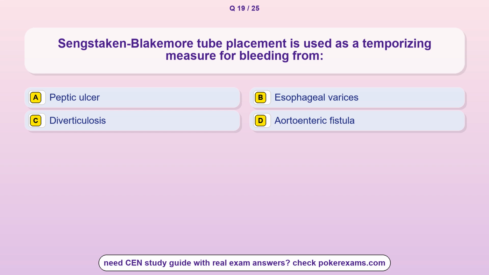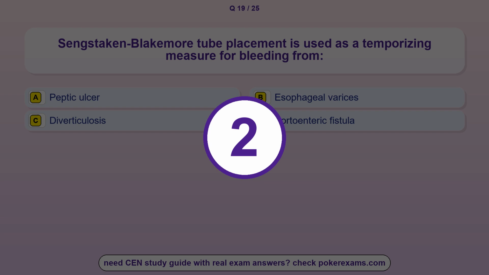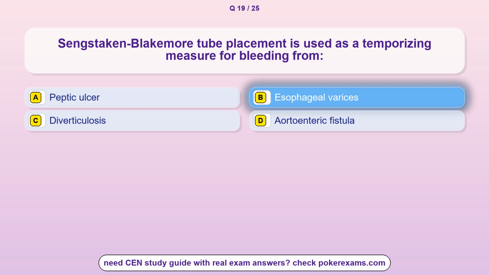Question 19. Sengstaken-Blakemore tube placement is used as a temporizing measure for bleeding from: Option A, peptic ulcer. Option B, esophageal varices. Option C, diverticulosis. Option D, aortoenteric fistula. The correct answer is option B, esophageal varices.